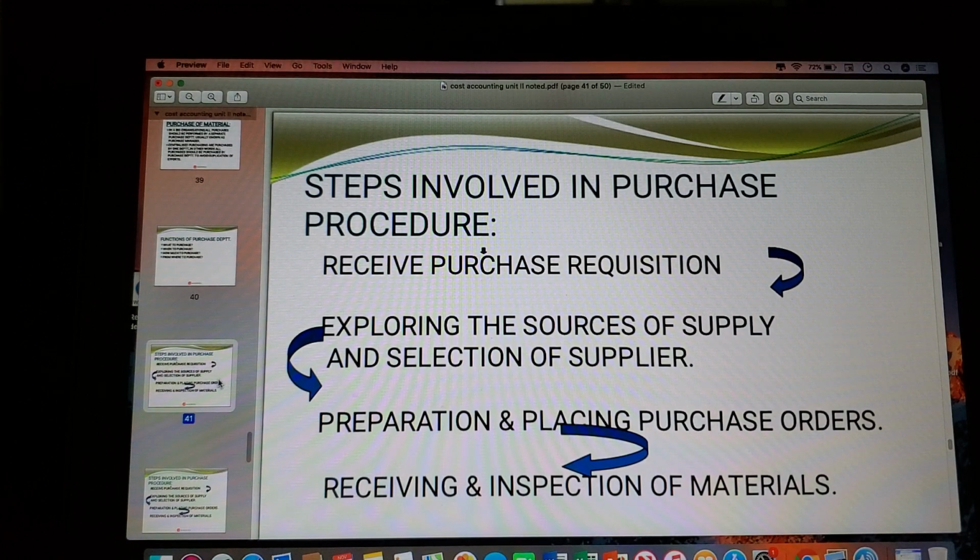First, receive purchase requisition, followed by exploring the sources of supply and selection of supplier, followed by preparation and placing purchase orders, followed by receiving and inspection of materials.